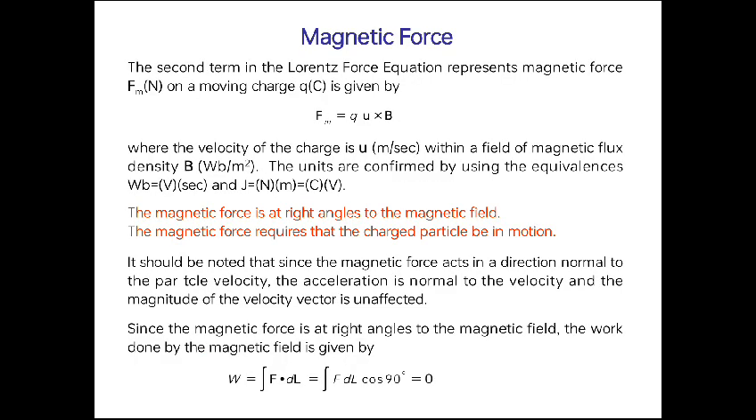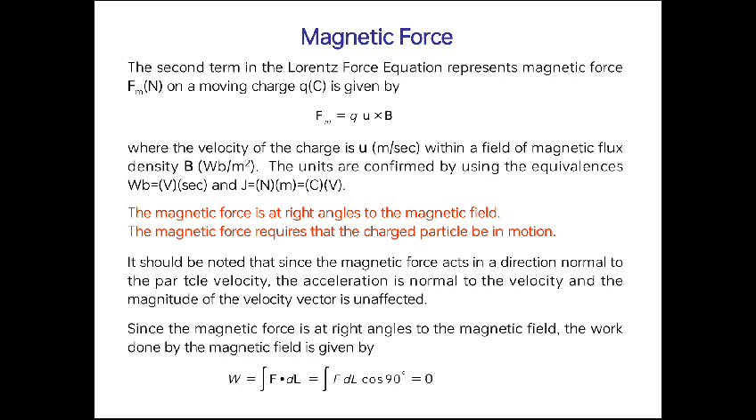Magnetic force. The second term in the Lorentz force equation represents magnetic force Fm on a moving charge q, given by Fm is equal to q into u cross b, where u is the velocity of the charge in meter per second within a field of magnetic flux density b. The units are confirmed by using the equivalences Weber is equal to volt into second and Joule is equal to Newton into meter, that is equal to Coulomb into volt.